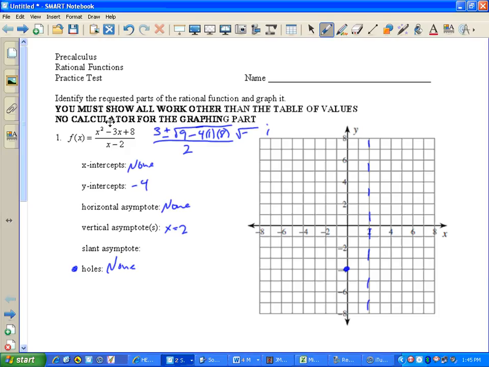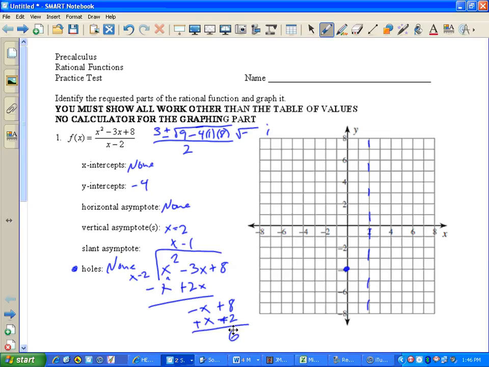Slant asymptote occurs when the degree of the numerator is exactly 1 larger than the degree of the denominator, which is what we have here. So I'm going to do polynomial long division. Multiply by x, which gives me x squared minus 2x. Change my signs, add them up, get -x plus 8, multiply by -1. Change the signs, add them up. So my remainder would be 6 over x minus 2.